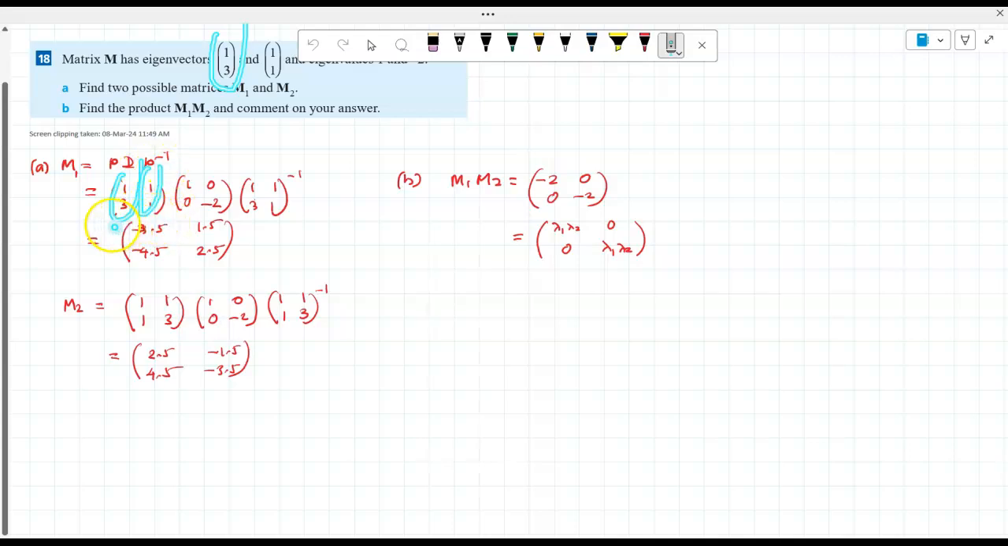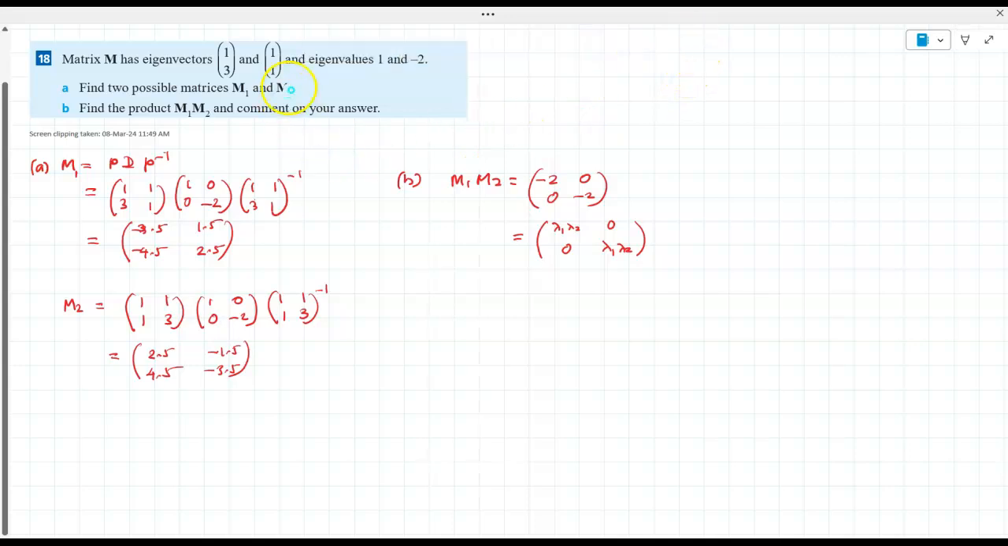Correct? You put that. That's your P. And in the second, you swap the thing around. Now here, this is your 1, 2. So you take 1 and 1, 0 and 0 minus 2. And this is the inverse of this. So you do this in the calculator.